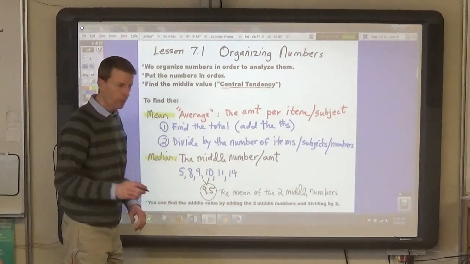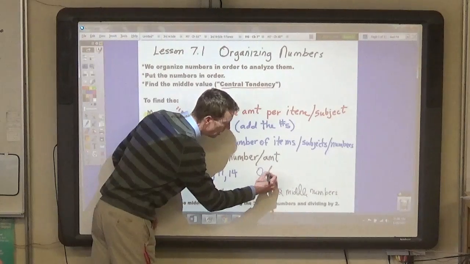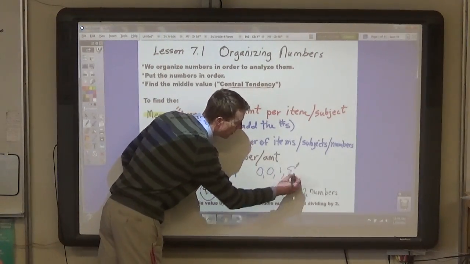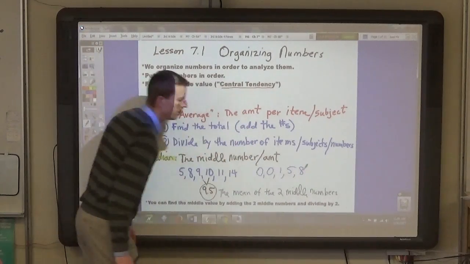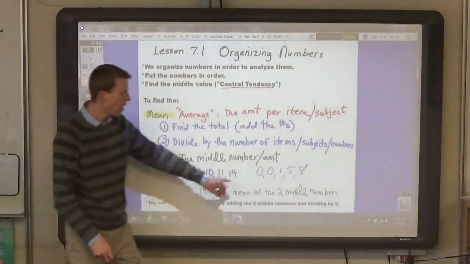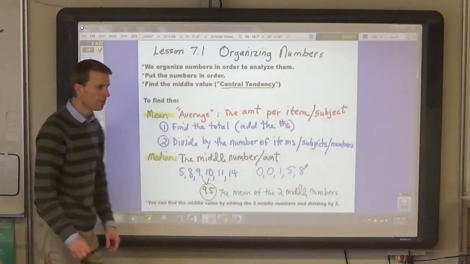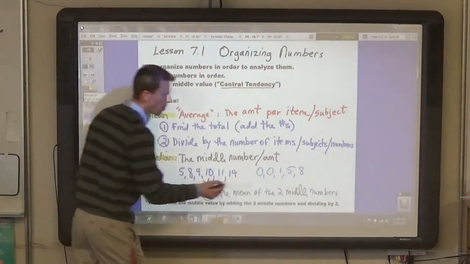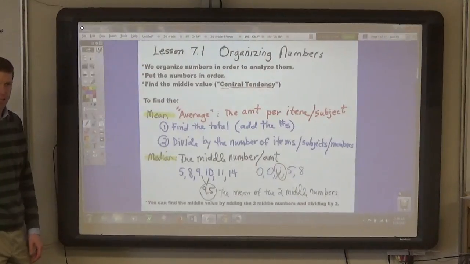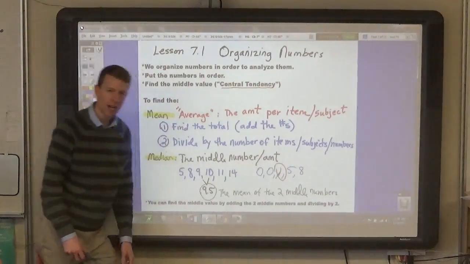Everybody watch. Everybody look up here. Here's a set. 0, 0, 1, 5, 8. Okay? Now, in this case, how many numbers are in this set? Kaden? 5 numbers. And so there is a middle number. What is it? 1. Yep. This is the median because there are 2 numbers on each side of it.